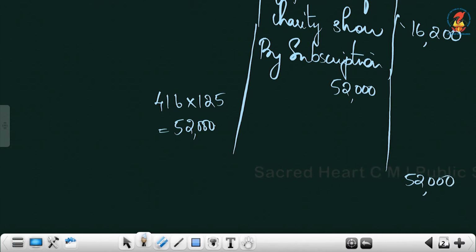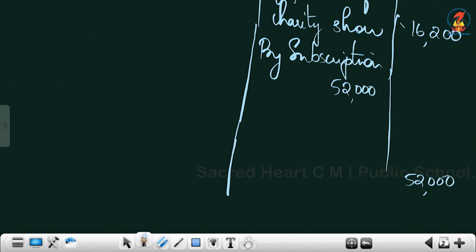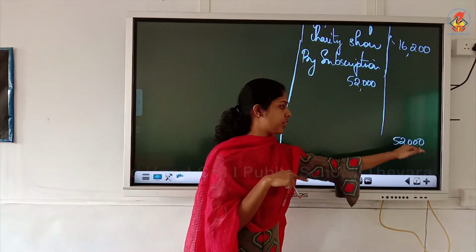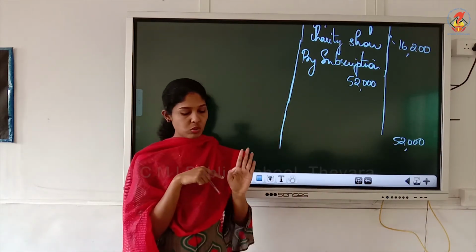Again, third adjustment is related to subscription. How we got this 52,000? That is 416 into 125. This is the receivable amount. So we wrote it in the outer column.